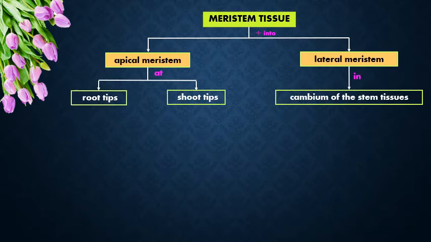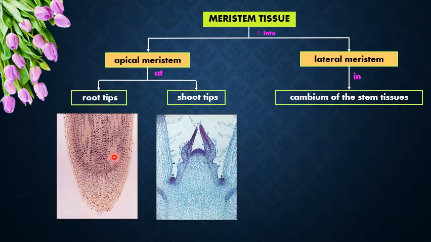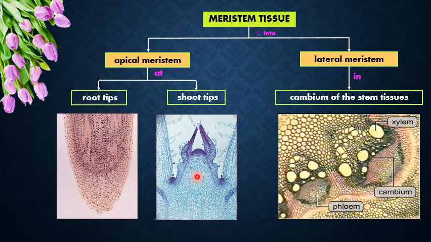As you have studied just now, the meristem tissue can be divided into apical meristem and lateral meristem. The apical meristem can be found at the root tips and at the shoot tips. The lateral meristem can be found in the cambium of the stem tissues. This is a photograph which shows a root tip. This is a photograph which shows a shoot tip. This is a photograph which shows the stem tissues.